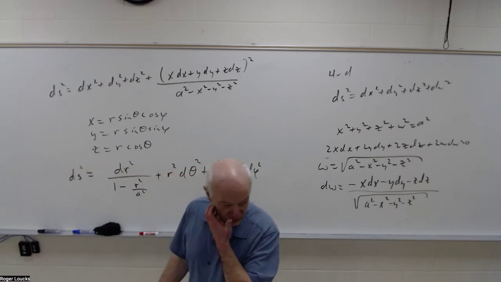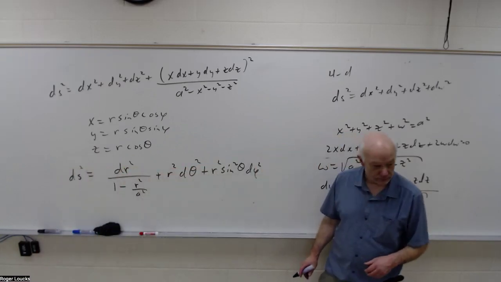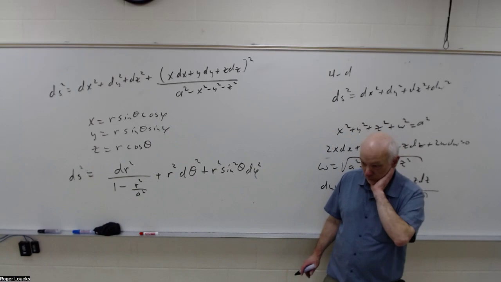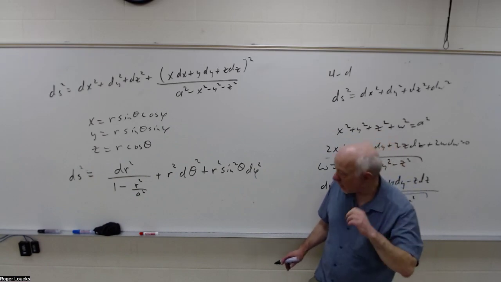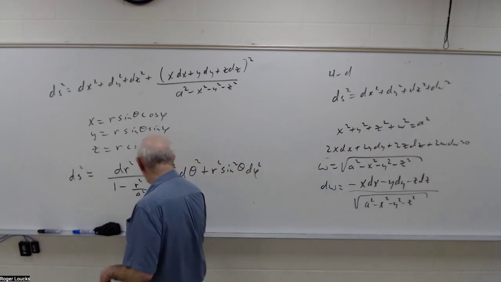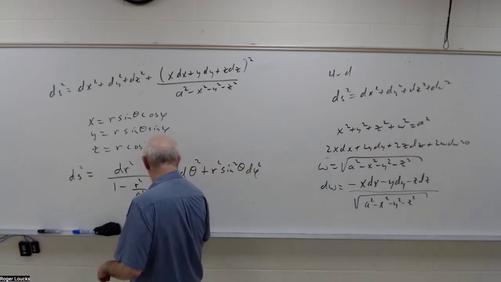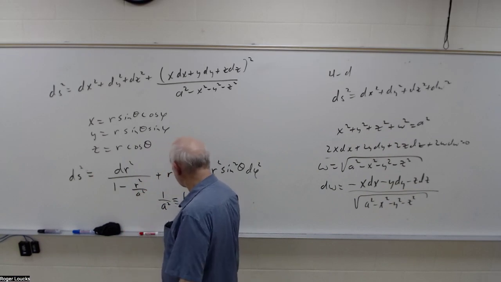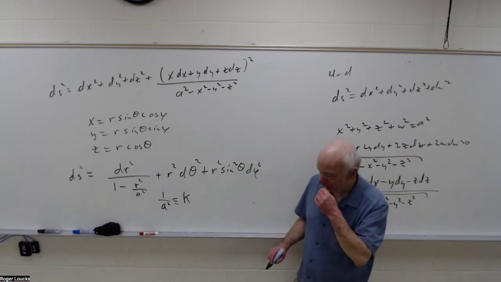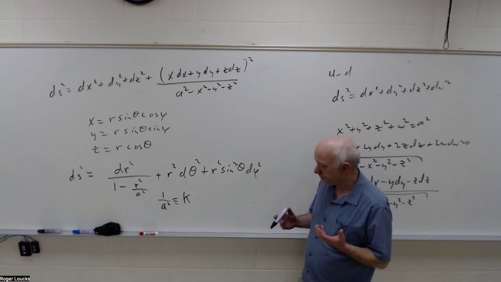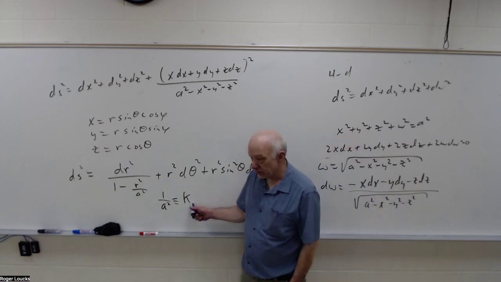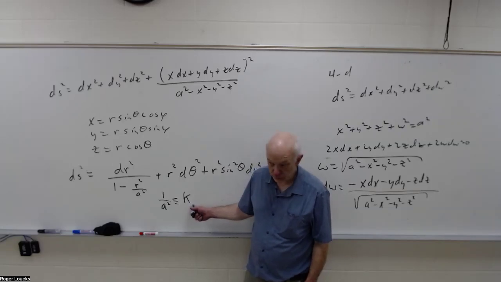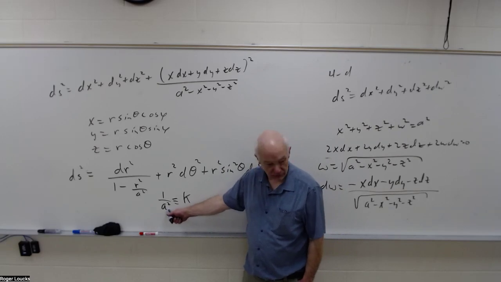Is everyone okay with me just clapping my hands and declaring this? Now this term right here, this 1 over a squared, sometimes gets classified to be k. There are some definitions we need here. This k is basically related to the curvature, because a here is your radius.